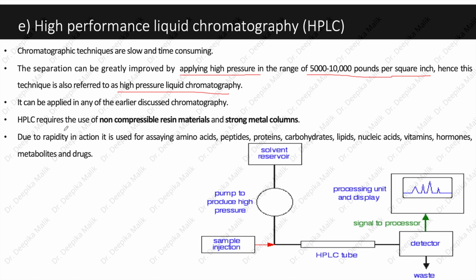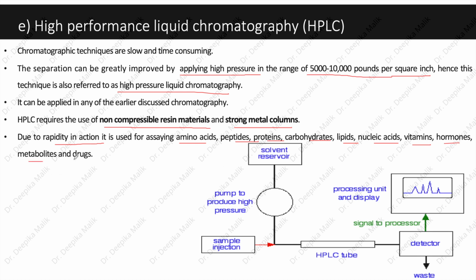HPLC requires the use of non-compressible resin materials and strong metal columns. Due to rapidity in action, it is used for assaying amino acids, peptides, proteins, carbohydrates, lipids, nucleic acids, vitamins, hormones, metabolites, and drugs.